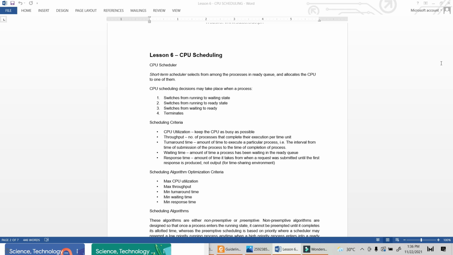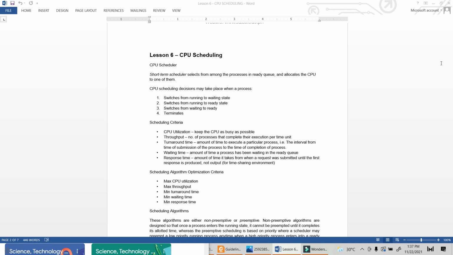And then we also have the throughput, the number of processes that complete their execution per time unit. And then we also have the turnaround time, meaning it's the amount of time to execute a particular process. So, what is the total run time or the total turnaround time, or the interval from time of submission of the process to the time of completion of the process. So it takes a lot of computation when it comes to the total running time.